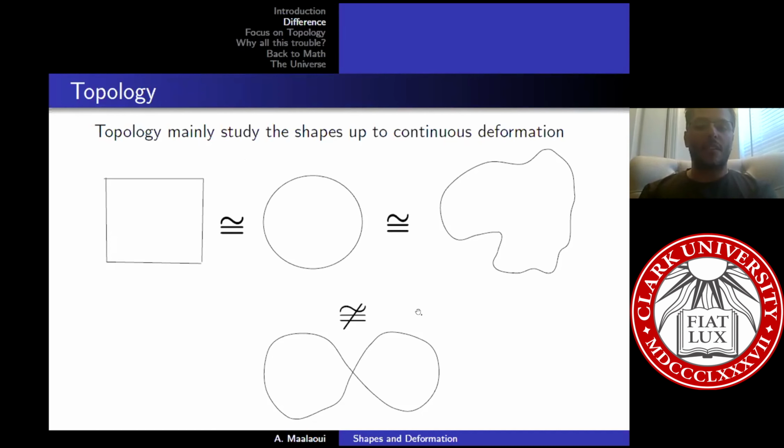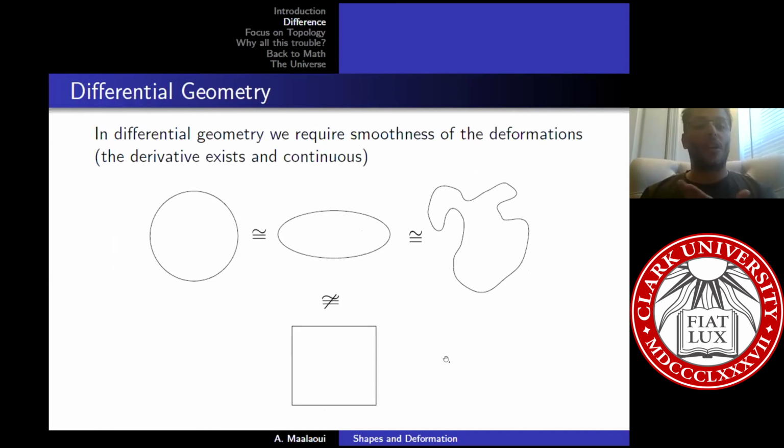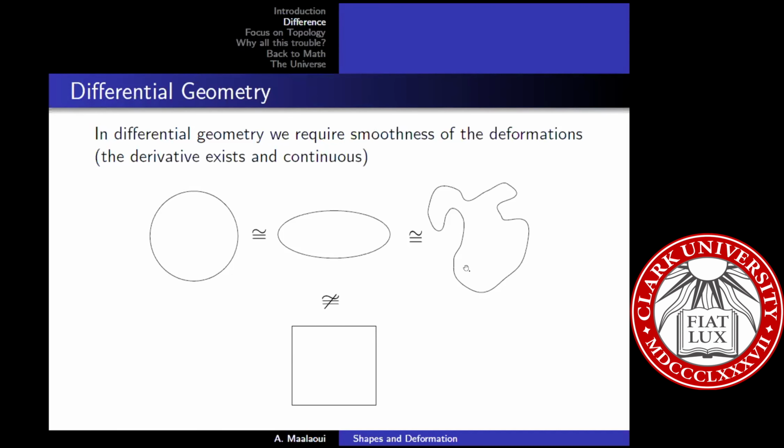Now let us move one step further and look at differential geometry. When you hear differential geometry, you think about differentiability. So in some sense, you want your deformation now not just to be continuous, but to have a derivative. And when we say a derivative exists, it means we don't want corners, as most of you saw in calculus one. Whenever you have a corner, you don't have a derivative. So for differential geometry, the circle, the ellipse, and this weird shape are the same, but not the square. So you have more restrictions than what you have from topology.